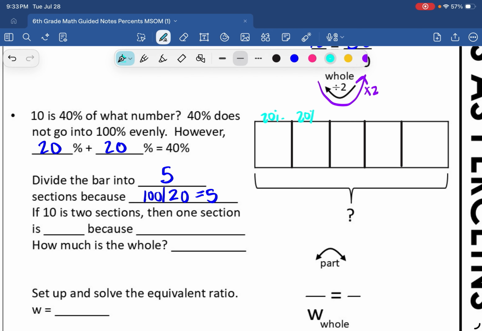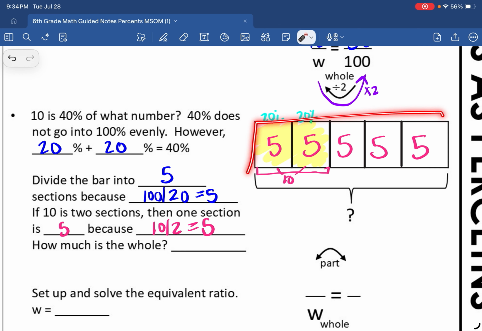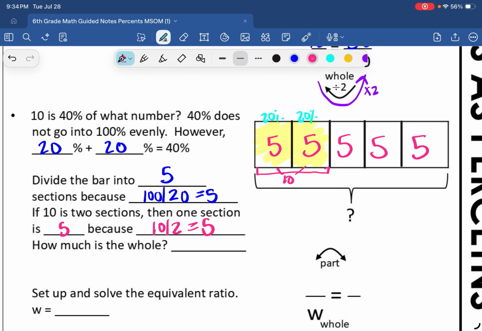Now it tells me that 10 is 40%. So 10 was going to be 2 of these. 40% would be 20% and 20%. So I need to take 10 and divide it up into 2 sections. That means each section is 5. Therefore, my whole is 5 times 5, which is 25.